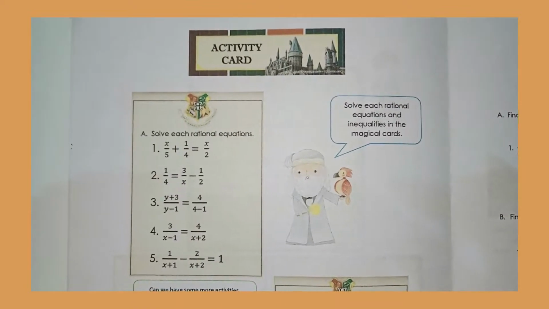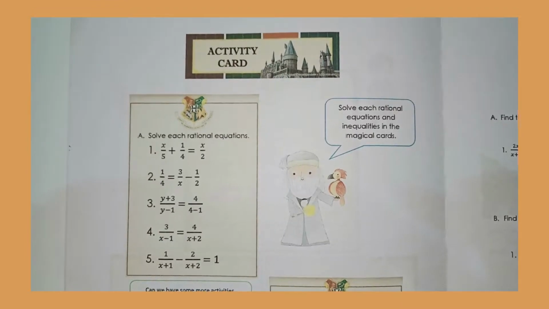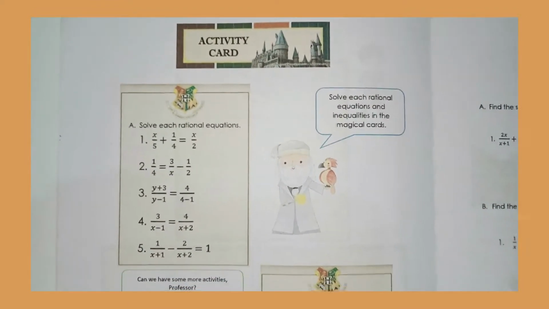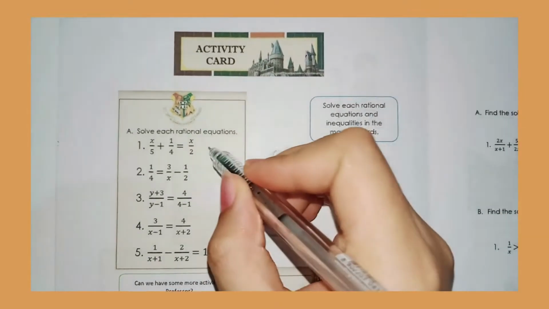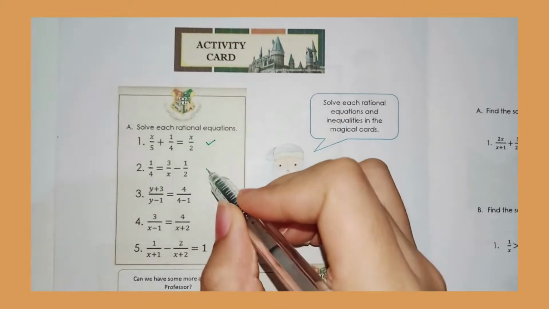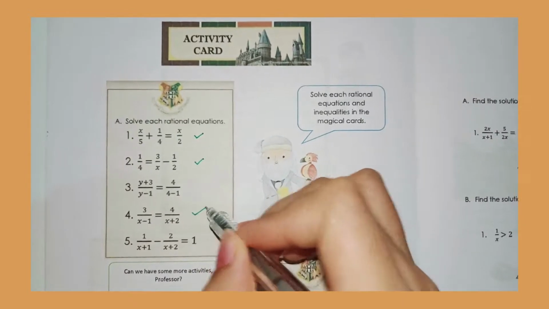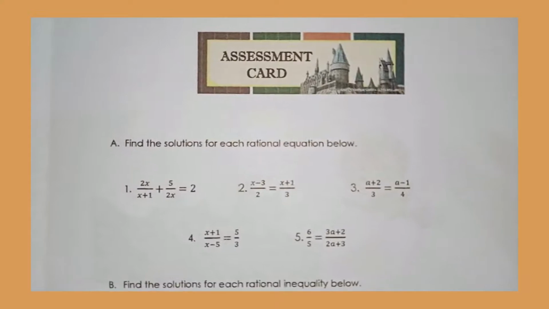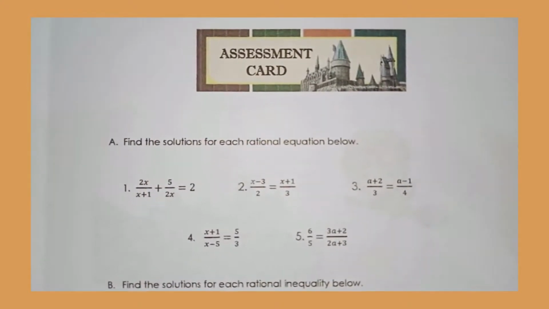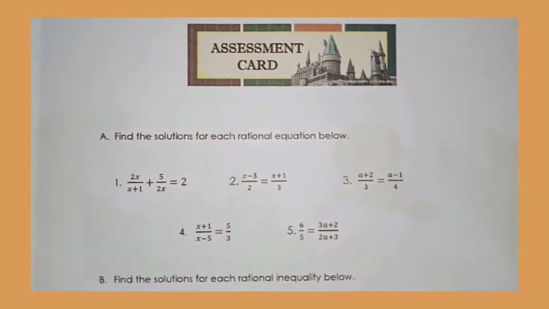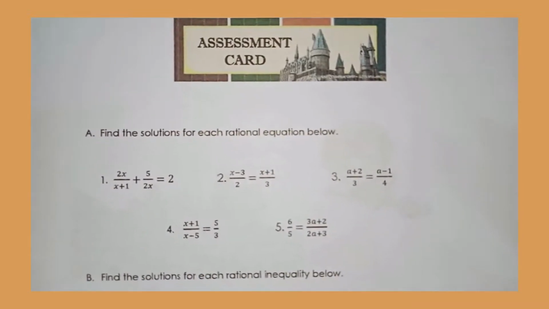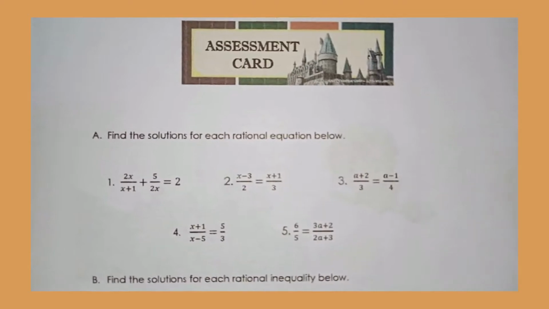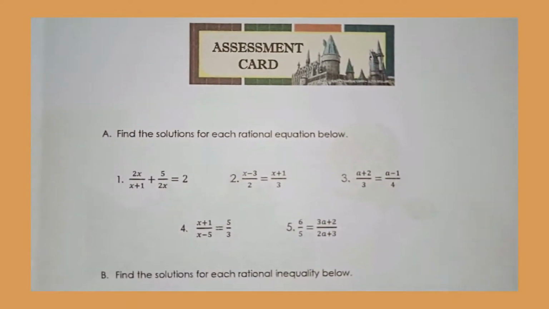For the activity card, you need to solve each rational equation and inequality in the magical cards. For letter A, you only need to answer numbers 1, 2, and 4. For the assessment card, you need to answer letter A, numbers 1 to 5. Find the solutions for each rational equation below. So the only ones you will answer are letter A, numbers 1 to 5.